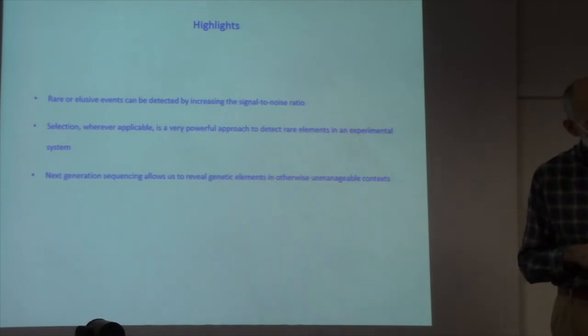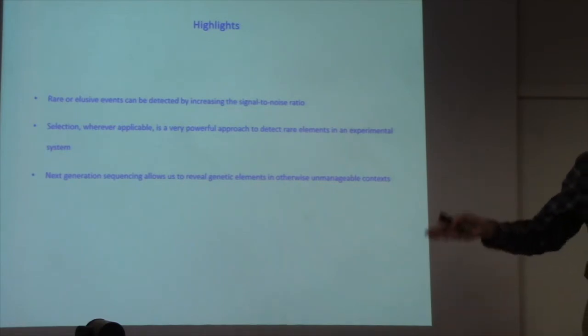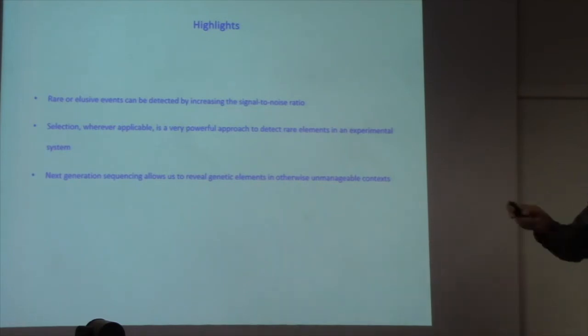So, highlights from this lesson. You'll find these very same highlights at the end of each chapter in the book. Rare or elusive events can be detected by increasing the signal-to-noise ratio. Selection, wherever applicable, is a very powerful approach to detect rare elements in an experimental system. Next generation sequencing, as well as other techniques such as mass spectrometry, allows us to reveal genetic elements in otherwise unmanageable contexts.